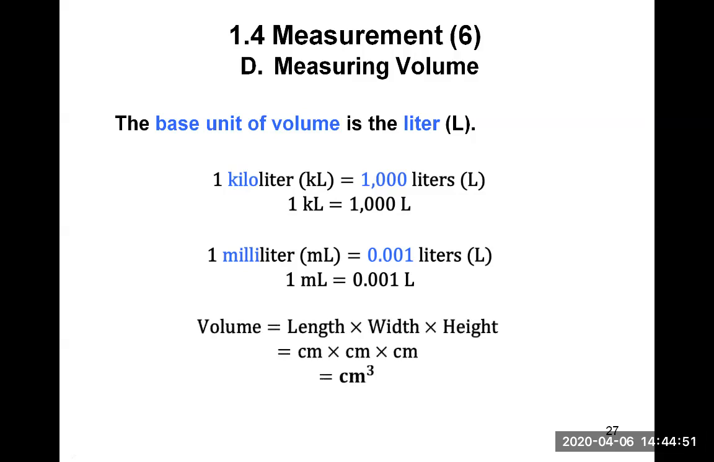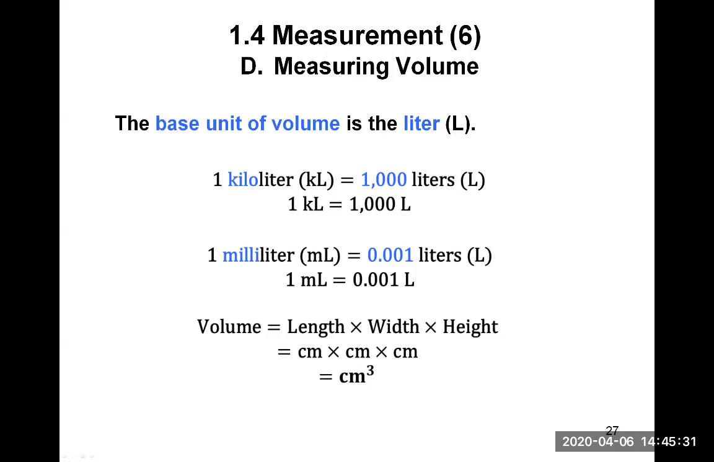Volume can be measured by measuring the length times the width times the height of a rectangular object. And so if you take the length in centimeters times the width in centimeters times the height in centimeters, the unit of the volume in this case will be expressed as cubic centimeters, because you multiply the centimeters together. And here they're multiplied 3 times, so then it's cubed. So cubic centimeters is a unit of volume.